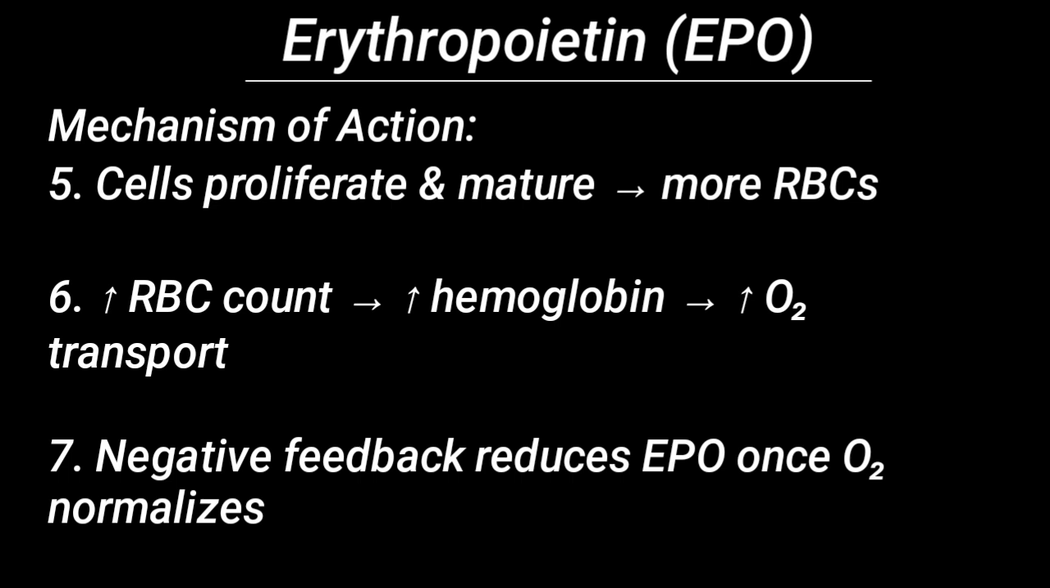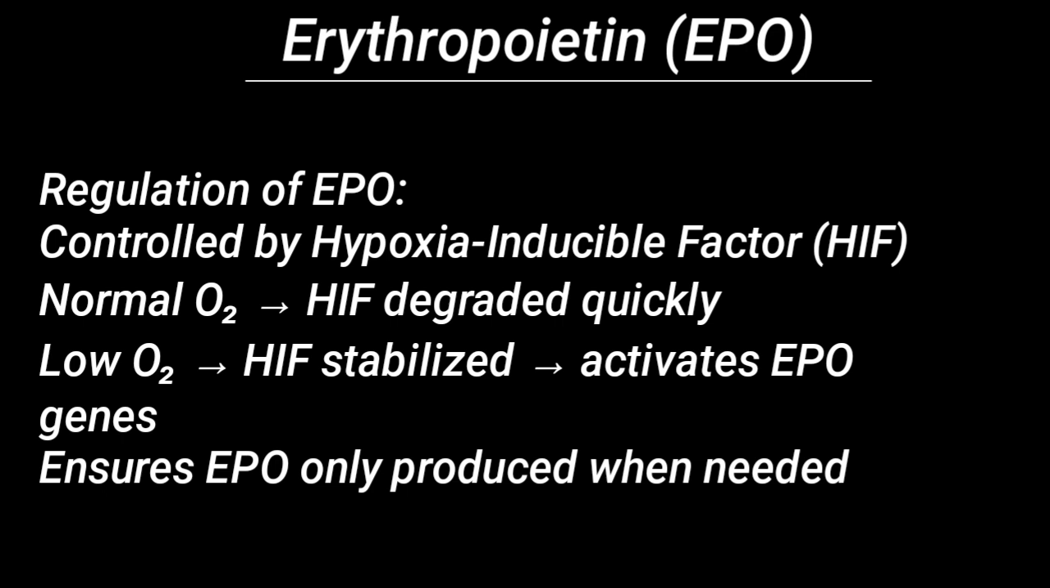Now let's go to the regulation of erythropoietin. The regulation of erythropoietin is primarily controlled by the protein called the hypoxia inducible factor (HIF). So under normal conditions, HIF is degraded quickly, but under low oxygen, HIF becomes stable and activates the gene that leads to increased erythropoietin production. So this ensures that erythropoietin is produced only when it is needed.